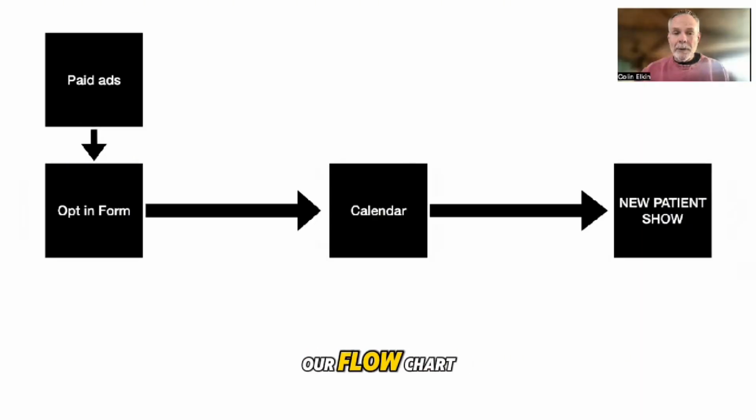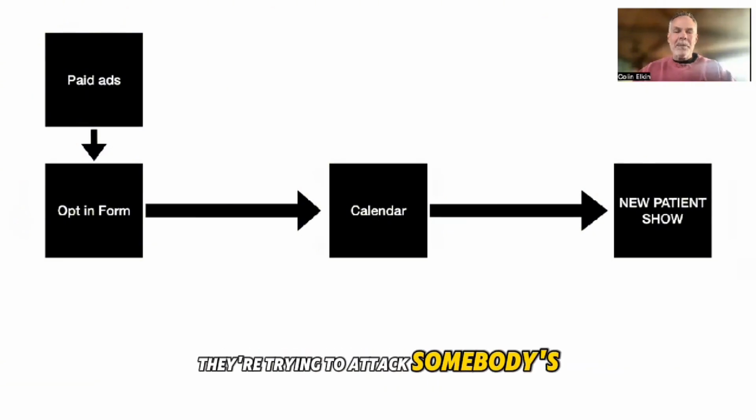So here we are with our flow chart. And this is typically what most marketing companies and most advertising agencies are using for their clients to try to get clients to show up in a chiropractor's office. They run a paid ad on Facebook. Well, in most cases, many of the paid ads that we see are very generic ads and they're very symptom based. They're trying to attack somebody's pain point.